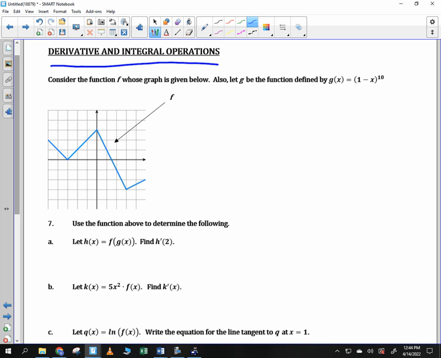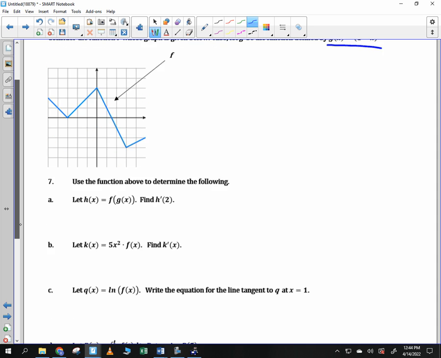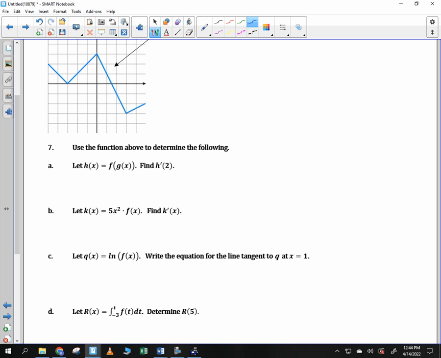So consider the function f whose graph is given below. Also let g be the function defined by g of x is 1 minus x to the 10th. Notice how we give you both a function rule and we also give you a graph. It says use the following to determine these. Let h of x be f of g of x and find h prime of 2.